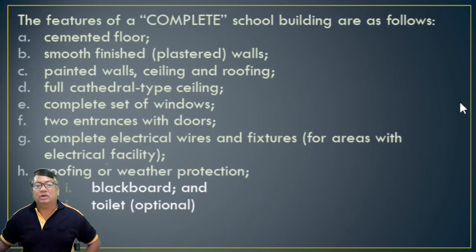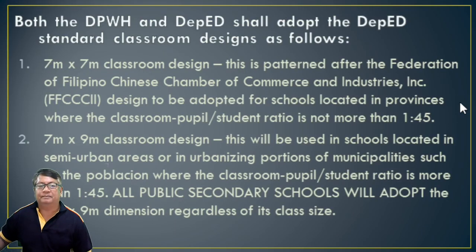Some pictures of a complete school building are as follows: cemented floor, smooth finished walls, painted walls, ceiling and roofing, full cathedral type ceiling, complete set of windows, 2 entrances with doors, complete electrical wires and fixtures, then roofing or weather protection, and blackboard and toilet as optional.